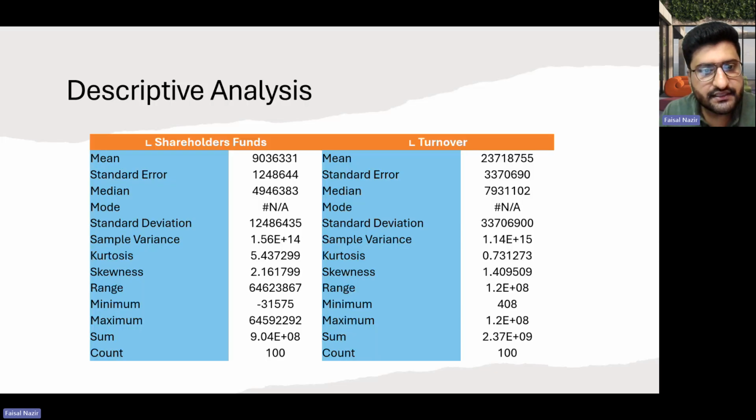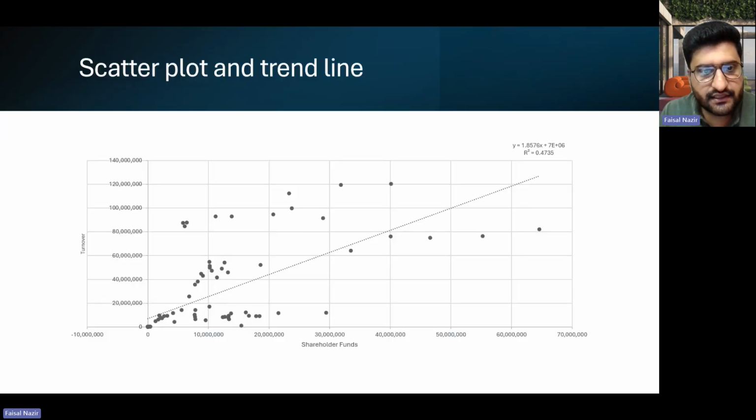In the descriptive analysis in this file, the left side shows the shareholder funds and the right side is the turnover. You can check, all the data points are there. And here are the scatter plots and trend line. In this scatter plot, I analyze the relationship between the shareholder fund, the independent variable, and the turnover, the dependent variable, with a trend line that helps visualize this correlation.